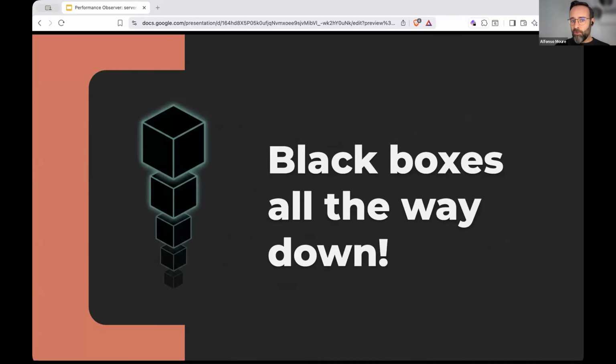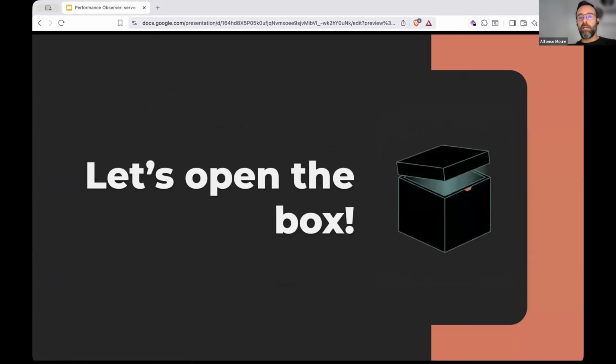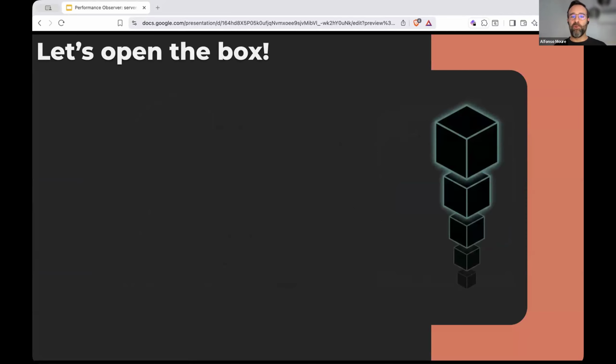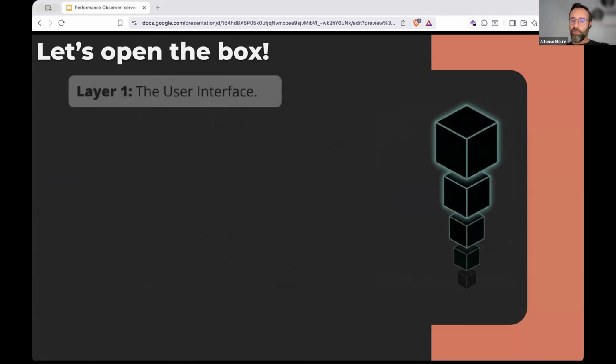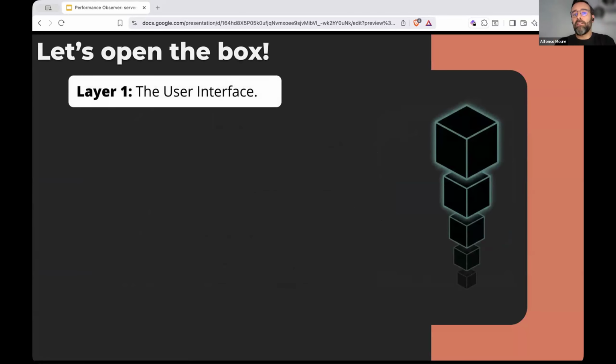But it's not just one box. It's many boxes, one above the other, all the way down. And this is what we are going to explore today. So we are going to open the first box. What can we find inside that first box? We are going to find 7 layers of boxes, from the surface, where the user lives, to the bare metal, the hardware.